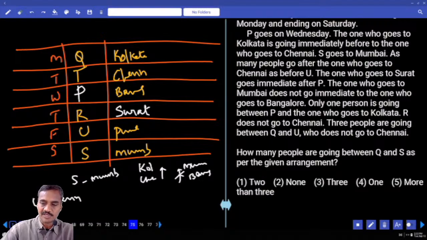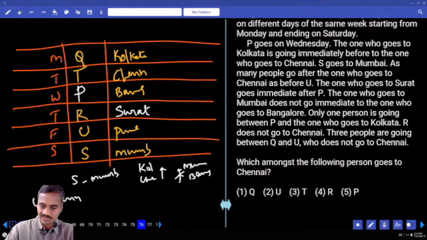Then, how many people are going between Q and S? Now, in between Q and S, there are exactly 4 people. More than 3, that is choice 5, question number 75. And 76, who among the following goes to Chennai? T goes to Chennai, choice 3, question number 76.